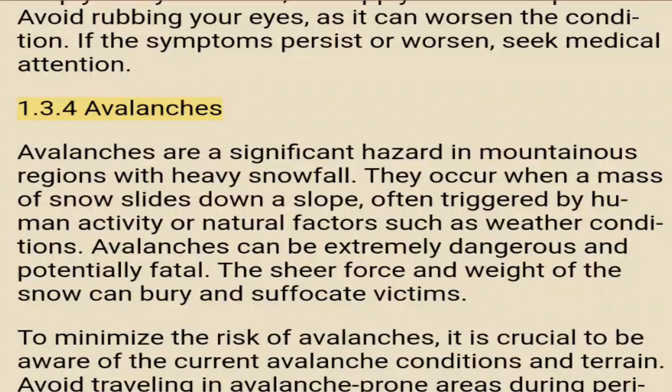1.3.4 Avalanches. Avalanches are a significant hazard in mountainous regions with heavy snowfall. They occur when a mass of snow slides down a slope, often triggered by human activity or natural factors such as weather conditions. Avalanches can be extremely dangerous and potentially fatal. The sheer force and weight of the snow can bury and suffocate victims.